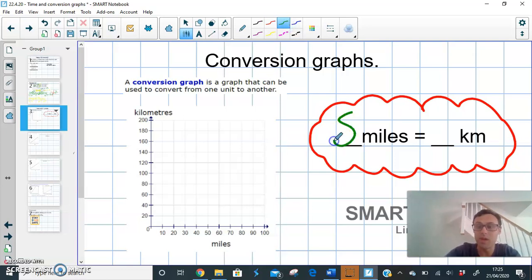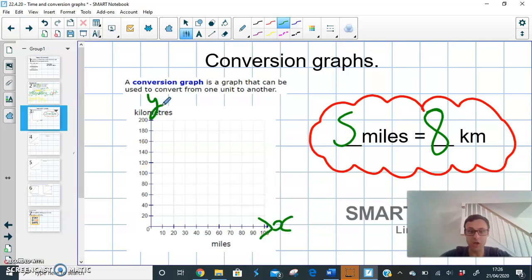Just really quickly, we can remember that 5 miles is 8 kilometres. Okay, so you can see here we've got miles on the x-axis, and we've got kilometres on the y-axis. Okay, so I could convert with a line going like that.